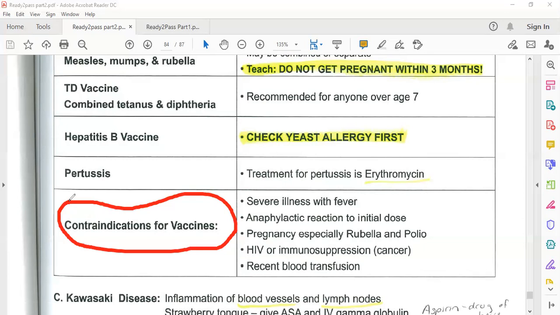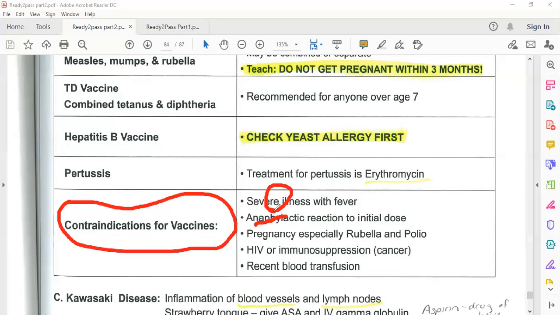One is if the patient has a previous severe allergic reaction, called an anaphylactic reaction, right? So we do not give them. Also, if the patient has an allergy to a component of the vaccine, we do not give it to them. Moderate to severe illness, we never give the vaccine.